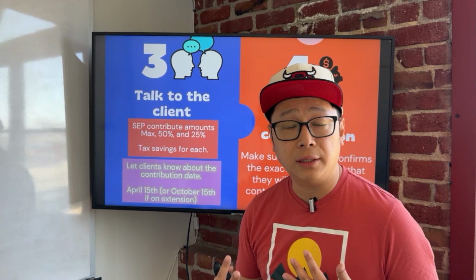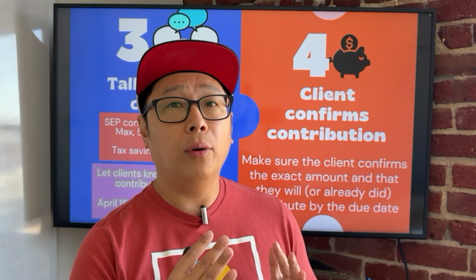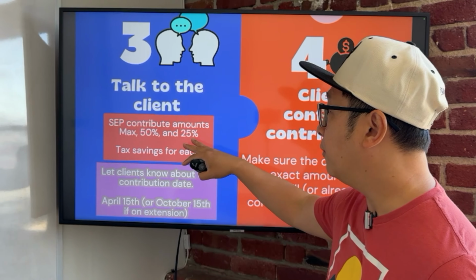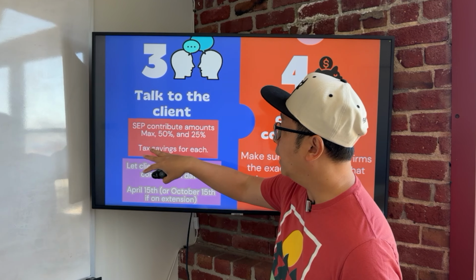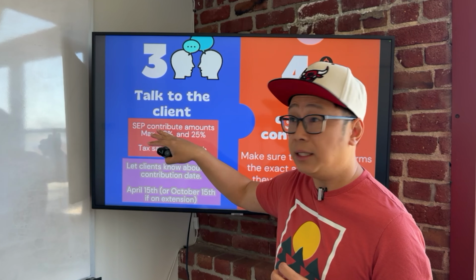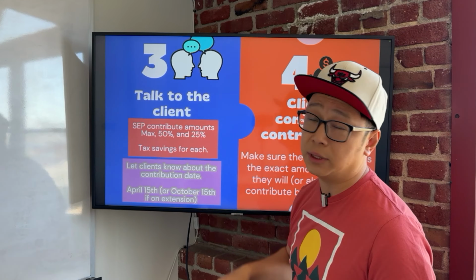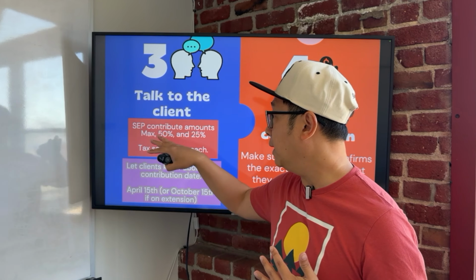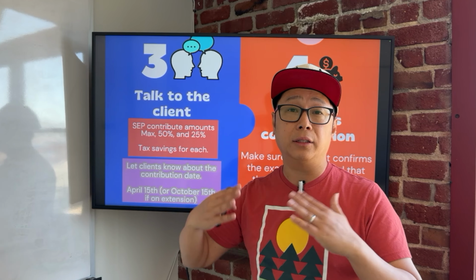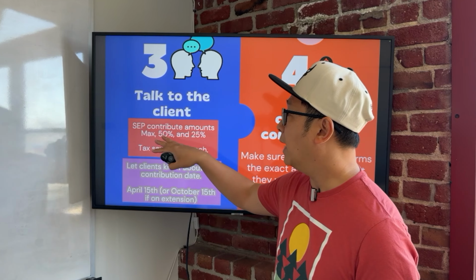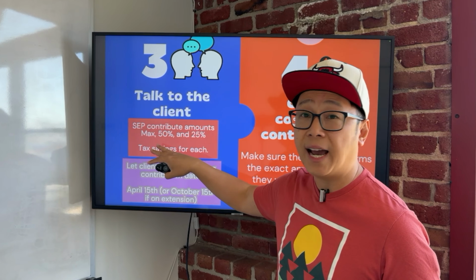This is where we talk to the clients. It's super important that the employees are talking to and communicating with the clients. The first thing is letting the clients know how much they could contribute into the SEP IRA and giving them the option of the maximum, 50%, or 25%. I usually do these 3 amounts, and then we can always tailor it to what the client wants later on. I just give them these 3 samples right now with the tax savings for each one, so they know exactly how much they could save if they put in a certain amount.